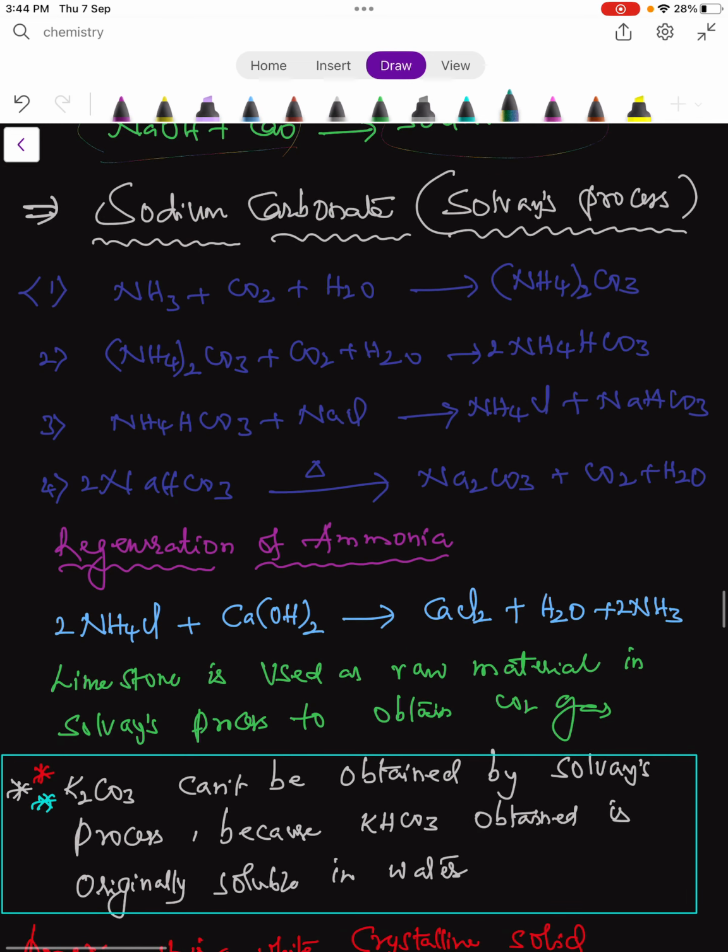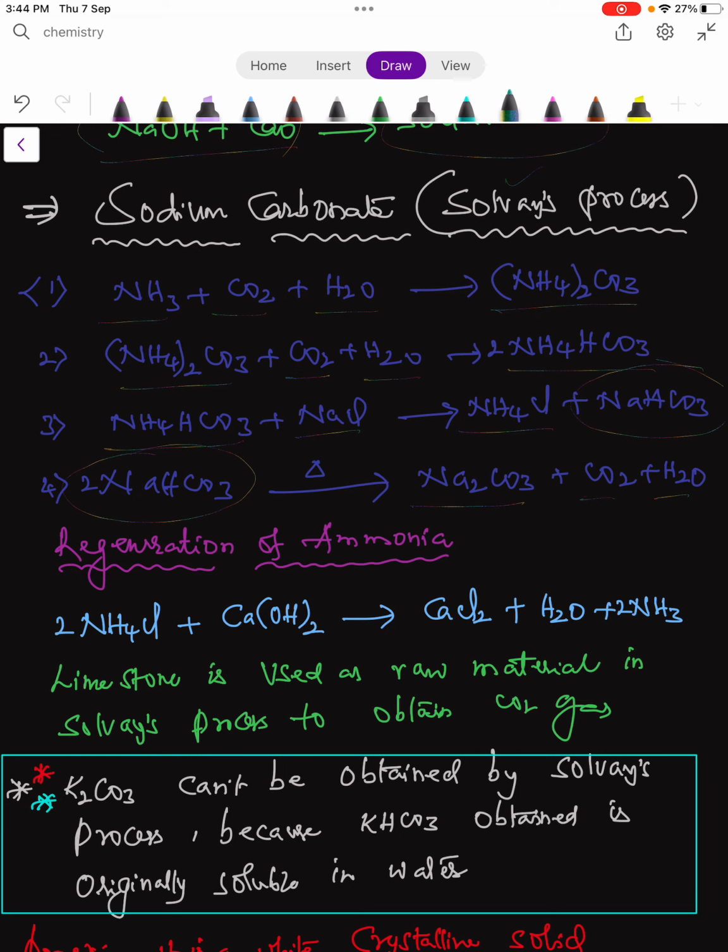Next, sodium carbonate. Sodium carbonate is prepared by the Solvay process, in which four steps are involved. In the first step, ammonia reacts with carbon dioxide and forms ammonium carbonate in the presence of water. This ammonium carbonate again reacts with carbon dioxide and H2O to give ammonium bicarbonate. This ammonium bicarbonate reacts with brine solution, or NaCl, to give ammonium chloride and sodium bicarbonate. This sodium bicarbonate on strong heating gives sodium carbonate and releases carbon dioxide and H2O.